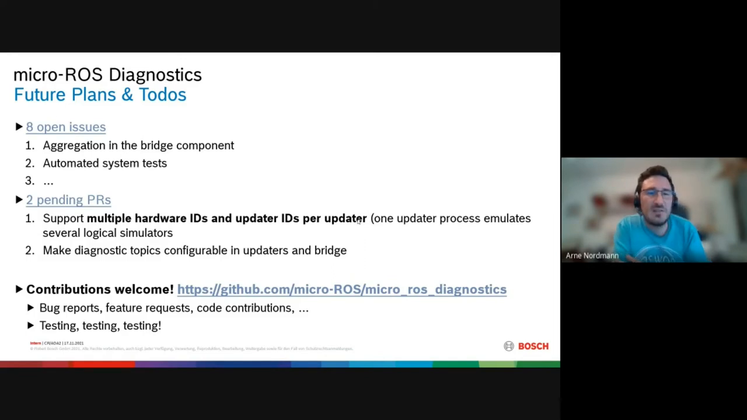Another issue that I want to resolve is an automated system test. So that could be a launch file containing everything that we consider a micro-ROS diagnostic system, micro-ROS updaters publishing continuously, and the vanilla ROS2 aggregator aggregating these and checking that everything fits together. As an automated test, I think that would be very useful.